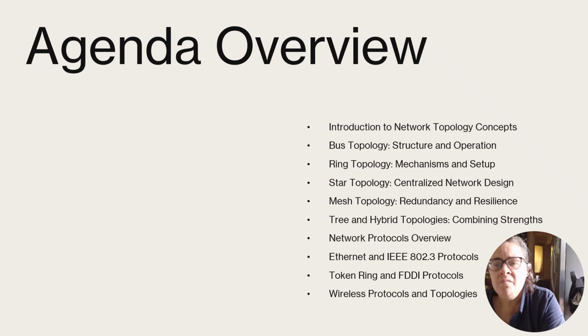We will begin by introducing core network topology concepts, then explore detailed topologies like bus, ring, star, mesh, and hybrid types. Following this, we will discuss key network protocols including Ethernet, token ring, FDDI, and wireless standards, closing with practical setup and security considerations.